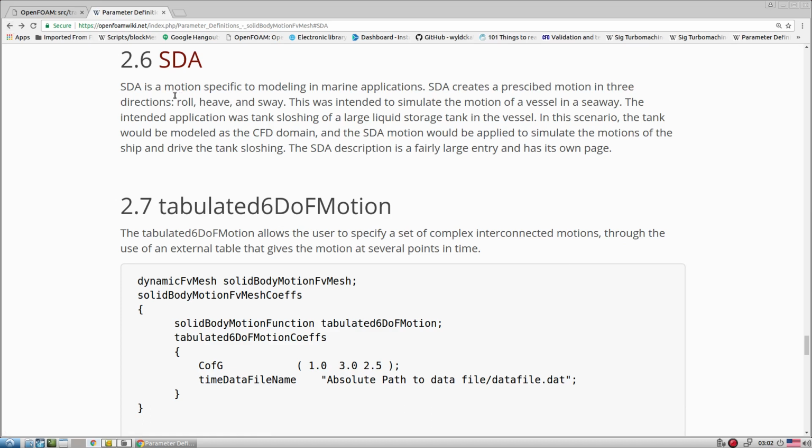So SDA is a motion specific to modeling in marine applications. Normally for marine applications, people use these particular entries. SDA creates a prescribed motion in three directions: roll, heave and sway. This was introduced to simplify the motion of a vessel in a seaway, so this allows us to fix certain motions. For that purpose we have to rely on a couple of SDA entries.